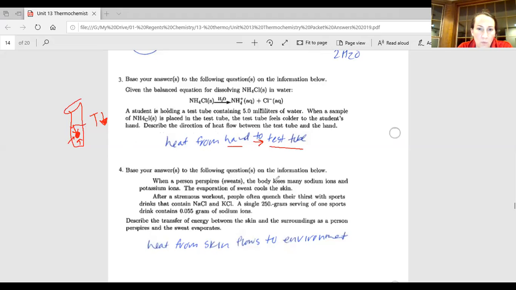In number 4, when a person sweats, the body loses sodium ions and potassium ions. The sweating cools your skin. Describe the transfer of energy between the skin and surroundings as a person perspires and sweat evaporates. So we're sweating, well, super hot from working out, and the steam is going off your skin. So the heat from your skin is flowing into the environment, which leaves the skin that's left over feeling nice and cool. And that was your homework.